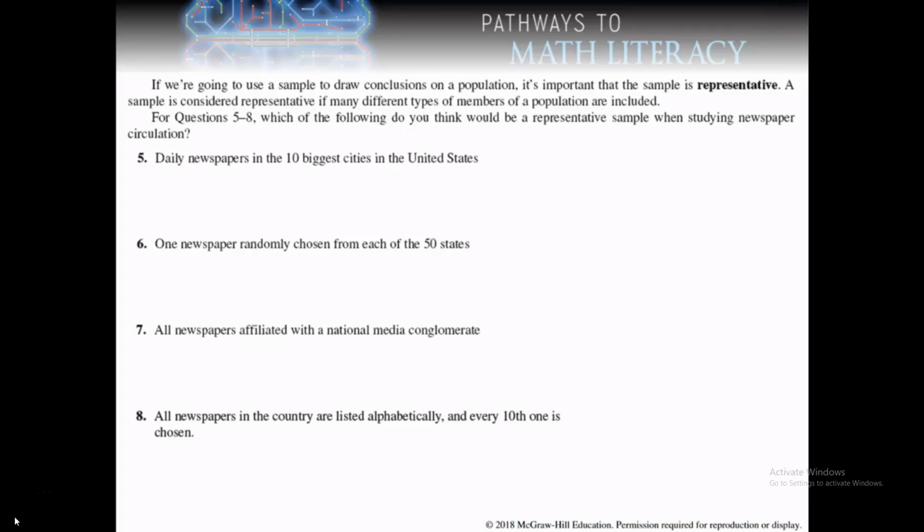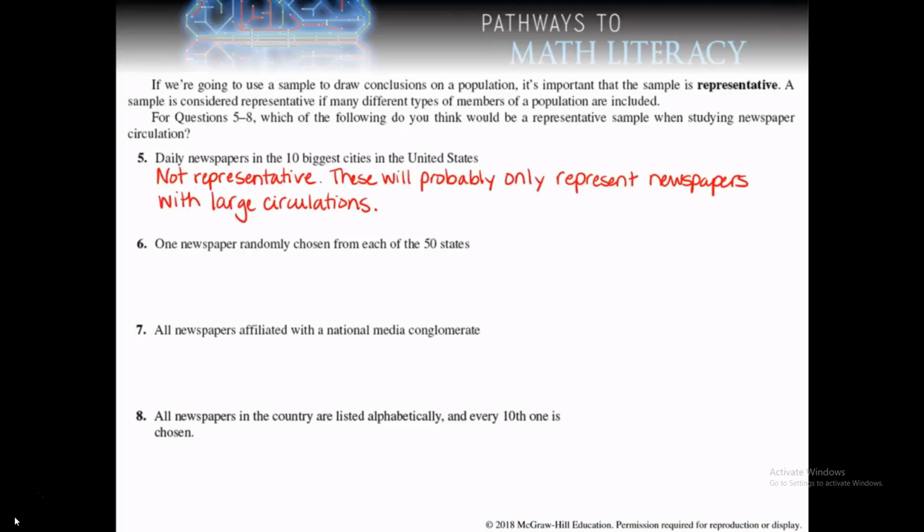In number 5, daily newspapers in the 10 biggest cities in the United States. Well, that's probably not representative of all newspapers in the US because it's almost certainly going to have the largest circulation and leave out all of those smaller newspapers.